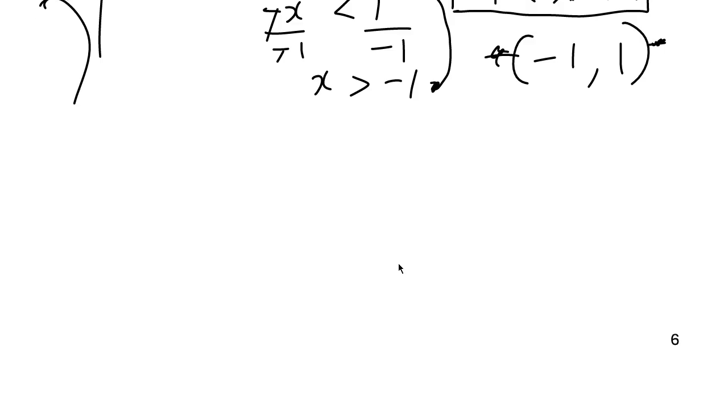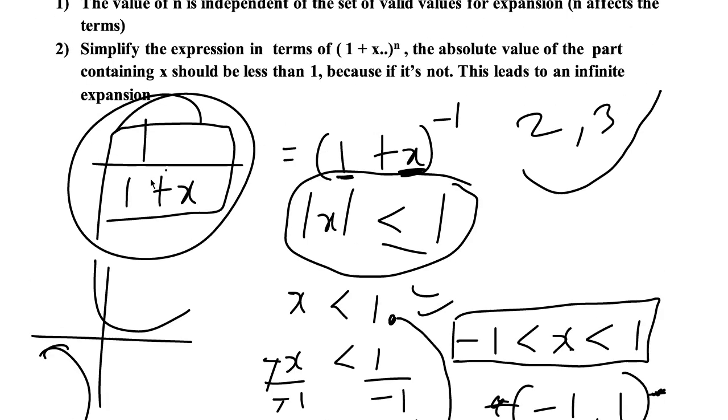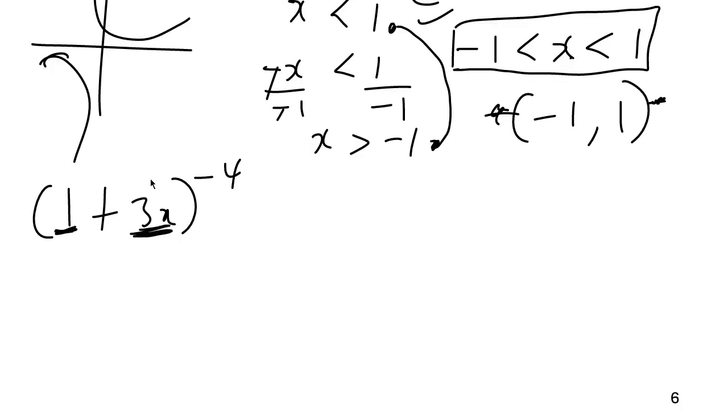I want you to pause the video and attempt this question I'm about to give you now to solve, to determine the set of values for which the expansion is valid. And that's simply 1 plus 3x to the power negative 4. If you're asked this in the exam, determine the set of values, what do you do? You can see that it's expressed in terms of 1 plus an expression containing x. That's the reason I use those two dots. So it doesn't just have to be x, it could have x, and then other things could also be attached to it, but let 1 be over here.